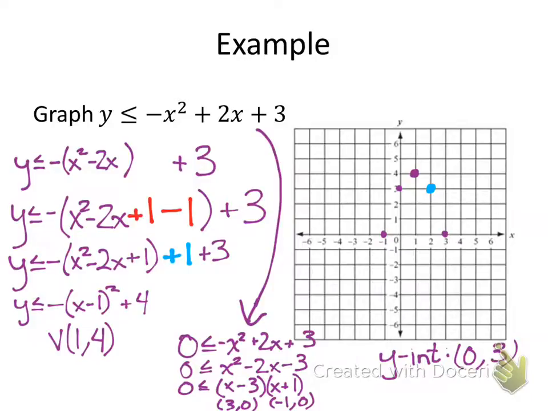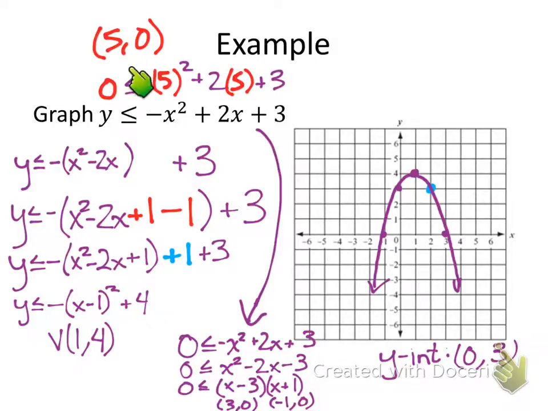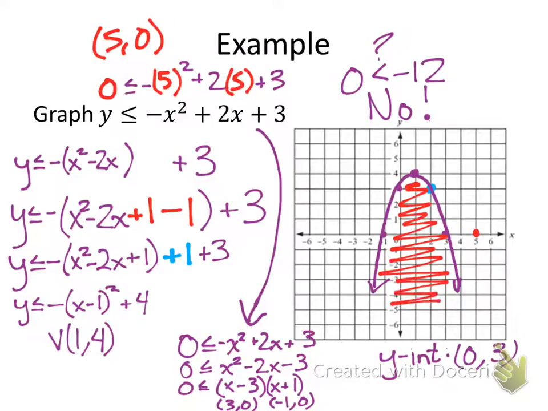You ask yourself, solid or dashed? So we chose test point (5, 0). We plug it in. This becomes what? The opposite of 25, so −25 plus 10, we're at −15. Plus 3, we're at −12. Is 0 less than −12? It is not. So where (5, 0) is, we don't want to shade on that side. We want to shade on the inside of the parabola.